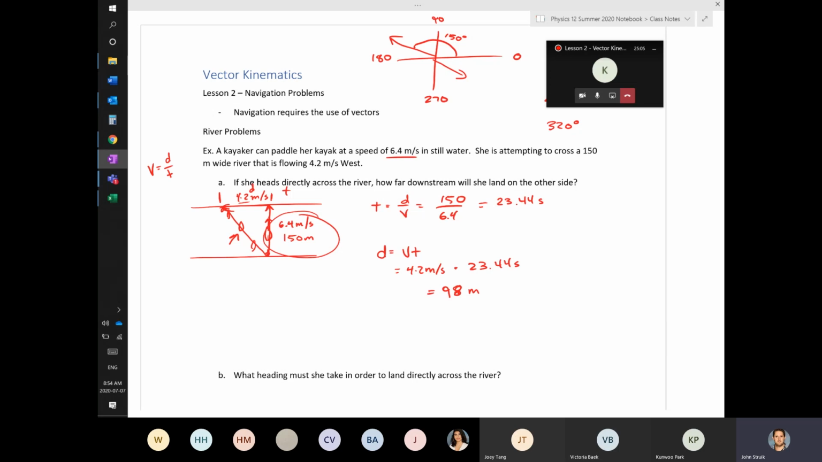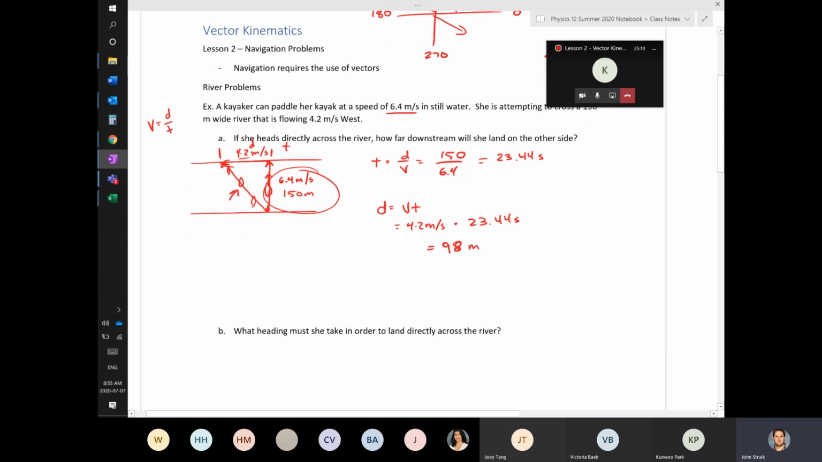I'm hoping you all did projectiles. Projectiles was where a ball would roll off a table at a certain velocity. In the x direction, that velocity remained unchanged, and in the y direction, it accelerated downwards. Those are completely separate motions. Your x and your y are completely separate. Well, the same is true here. If your vectors are perpendicular, they don't actually affect each other.